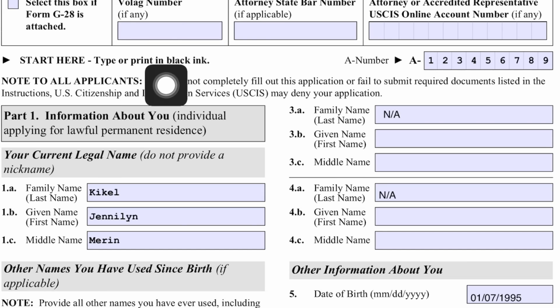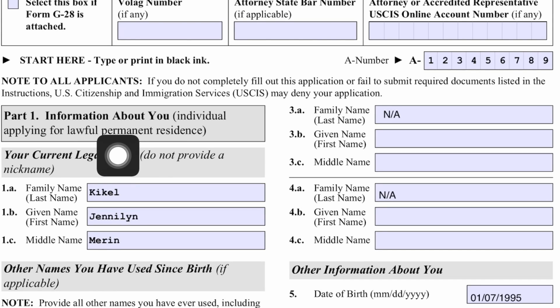Type or print in black ink. So note to all applicants, if you do not completely fill out this application or fail to submit the required documents listed in the instructions, USCIS may deny your application.